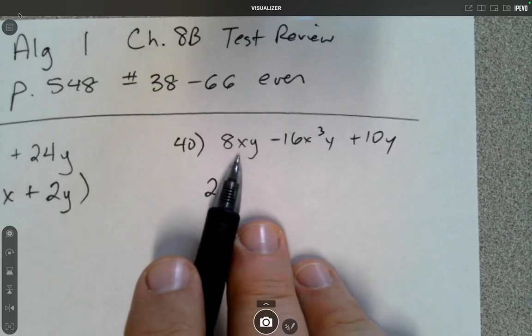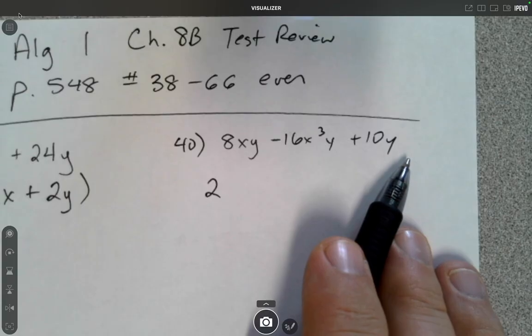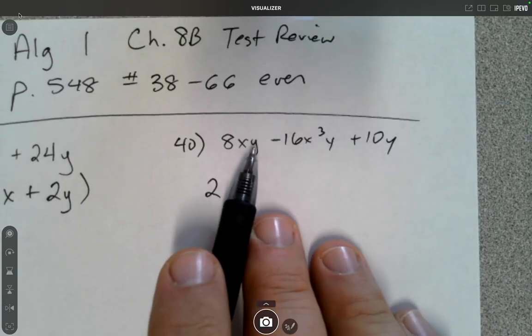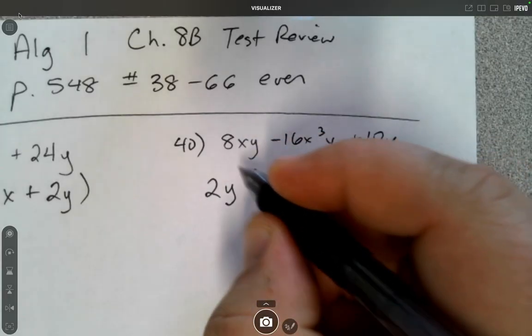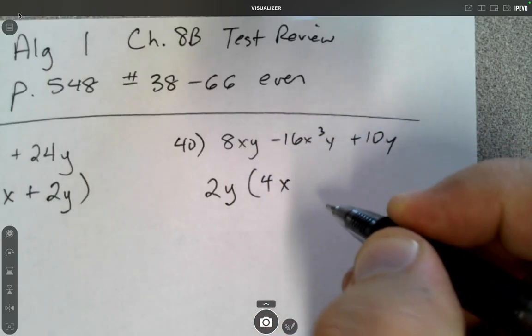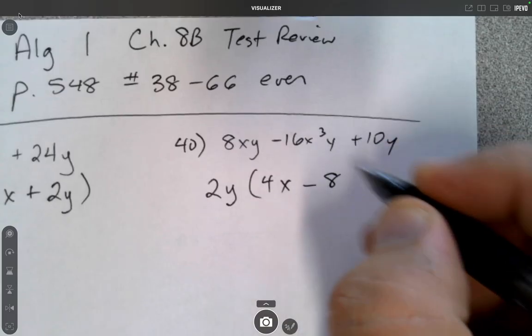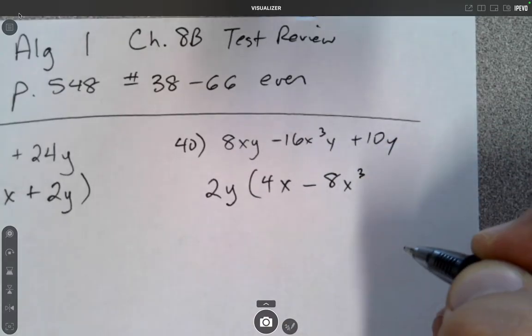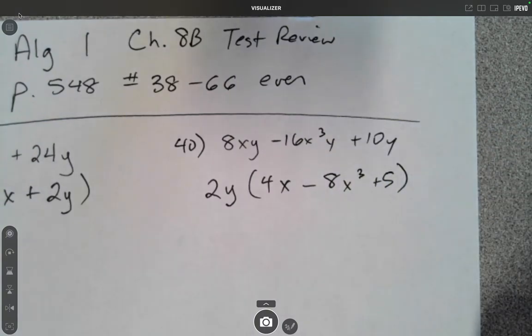And while this one has an x and this one has an x, this one does not. So we can't pull out an x. But they all three do have a y, so I can pull a y out front. 8 divided by 2 is 4. We took the y away, but there's still an x left over. 16 divided by 2 is 8. We took the y away, but there's an x cubed still left over. 10 divided by 2 is 5, and the y disappeared, so it's just the constant 5.